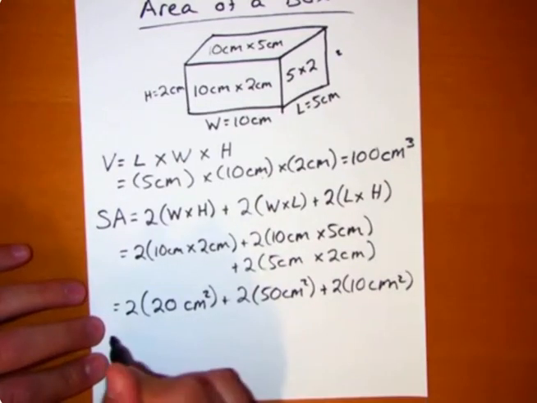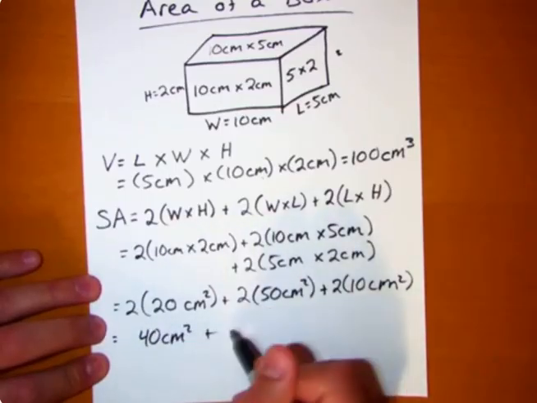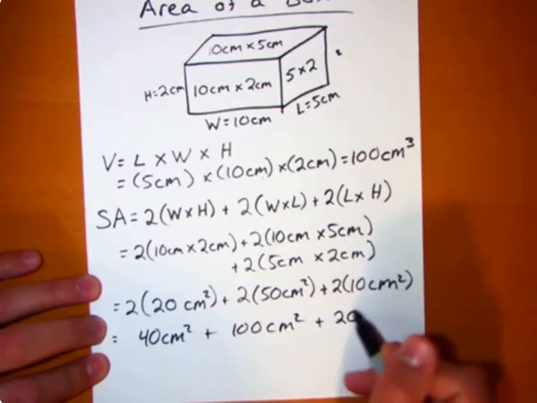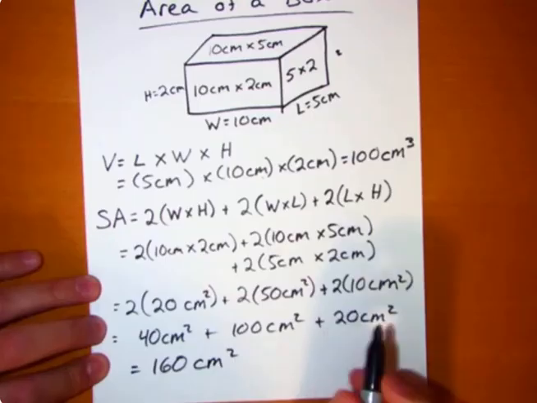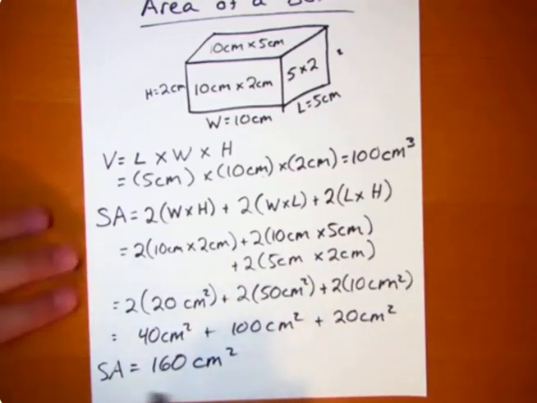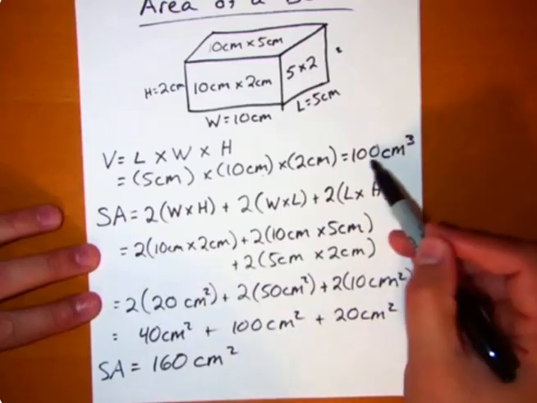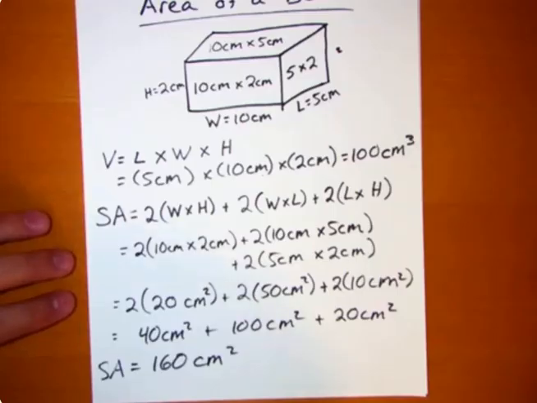And so this becomes 2 times 20 is 40 centimeters squared, plus 2 times 50 is 100 centimeters squared, plus 2 times 10 is 20 centimeters squared. For a total of 160 centimeters squared. And that's for the surface area. And notice again that surface area is going to be in terms of square centimeters, or centimeters squared, and volume is in terms of cubic centimeters. Hope that answers your question.